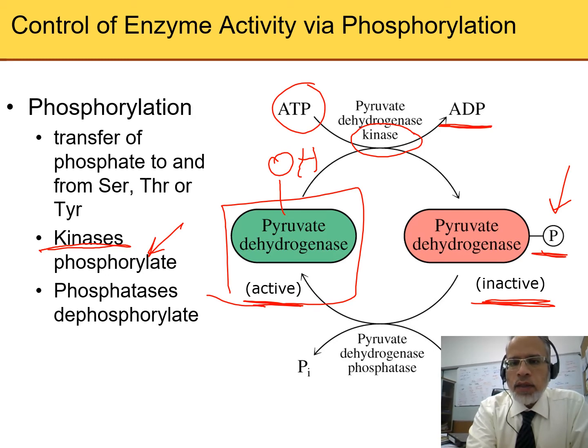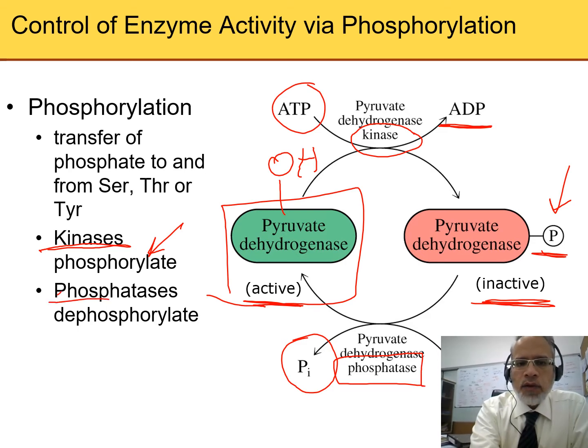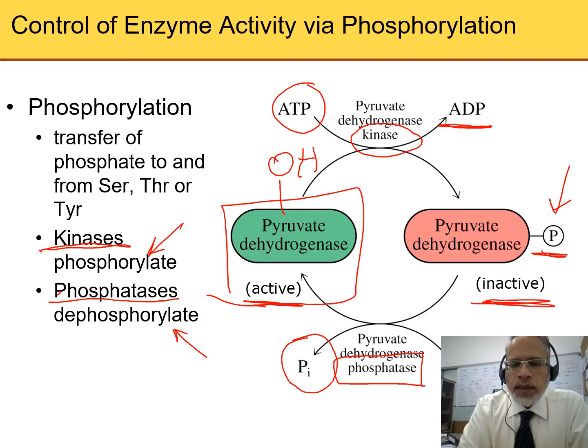You add water and you can release a phosphate, inorganic phosphate. And this reversal, so if it was inactive, now it becomes active. This is done by an enzyme, and the enzyme is called phosphatase. So the enzyme called phosphatase is our enzyme that removes the phosphate group, right? So again, it's a very simple mechanism.